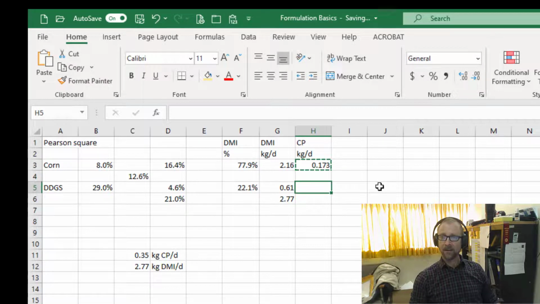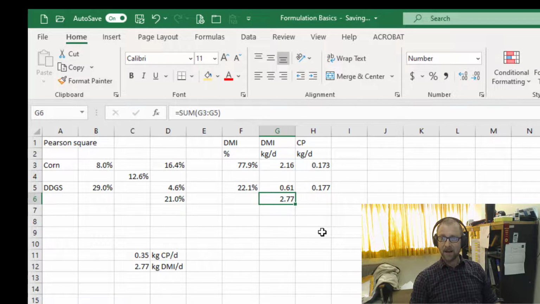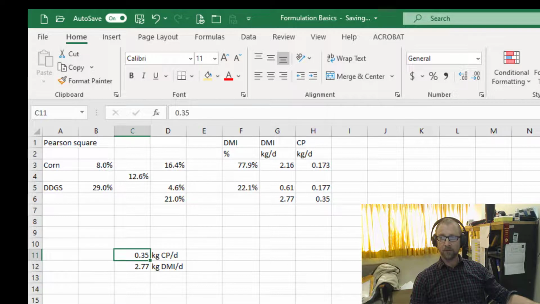And now I can copy this down here and paste that down there and it will go correctly. It takes those two numbers like that. And now I can copy the sum as well and put the sum there. And you can see that the animal is going to eat 0.35. This is the sum of those two numbers on top of it. And it's going to eat that 0.35 kilograms of crude protein a day.